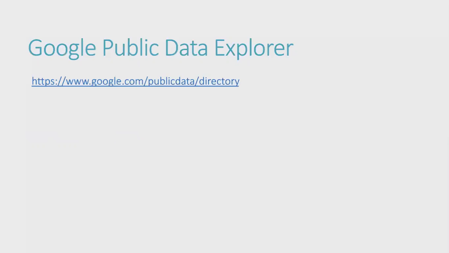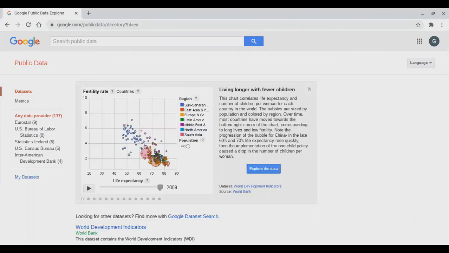So now we're going to do some demos, and I'll walk you through how to do a search for data on each of those sites that I mentioned. We'll start with the Google Public Data Explorer, and I'm just going to click on this link that I have on the slide. Here's an explanation of the Google Public Data Explorer from the site.